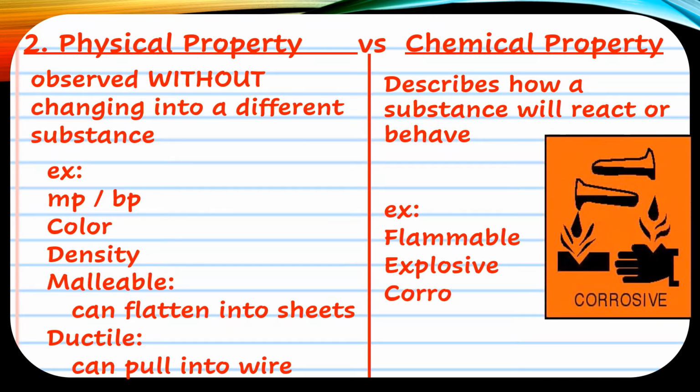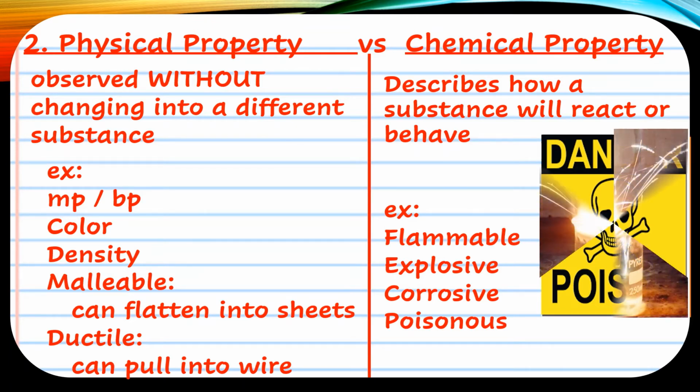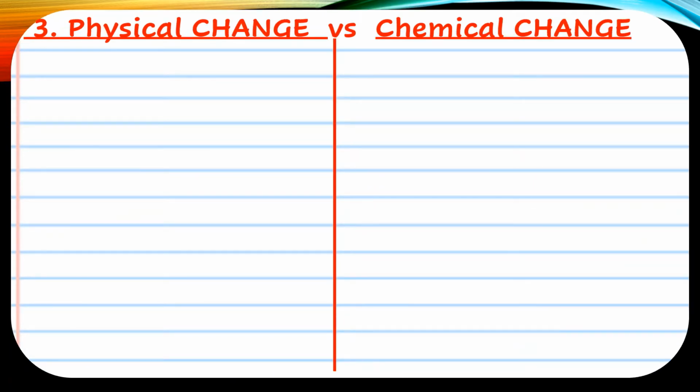You could say something is corrosive. That would also be a chemical property because corrosive means that it's going to react and eat away at surfaces. Saying something is poisonous, you're explaining how it's going to react in the body. And you could also say something as easy as reacts with water. If you say lithium reacts with water, we're telling how it's going to behave in the presence of another substance. That's a chemical property. The next we're going to compare is a physical change versus a chemical change.